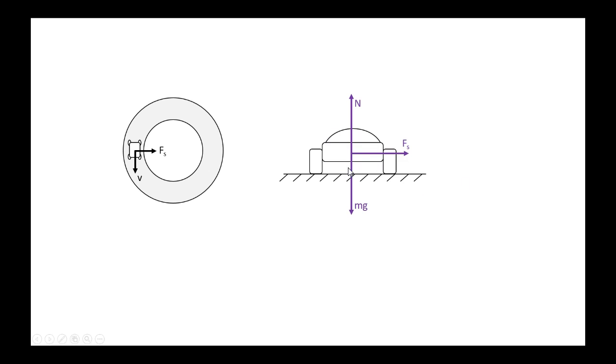Because what's the car want to do? It wants to fly off the side of the road, right? This way. And so instead of flying off this way, the grip, the static friction, keeps it in place, pulling back the other way. So these two forces cancel. N is equal to mg. And that means the net force, what remains, is just static friction.